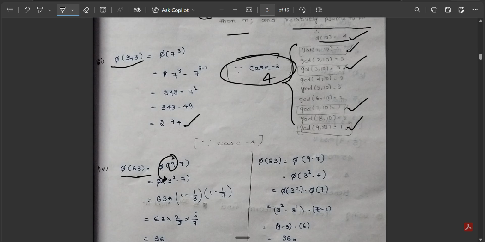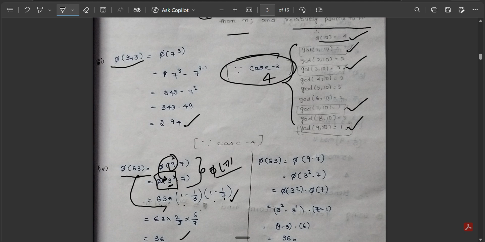So if you see here, we have combined two different cases. This will fall under case 3, and if you take the Euler Totient function of 7, it will fall under case 1. So here it is a combination of two cases. So what is the formula? What is the n value? 63 into the product: 3, 1 minus 1 by 3, into 1 minus 1 by 7. If you do this, you will get the result.